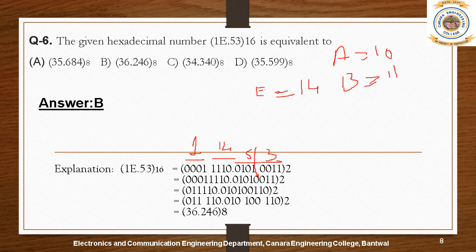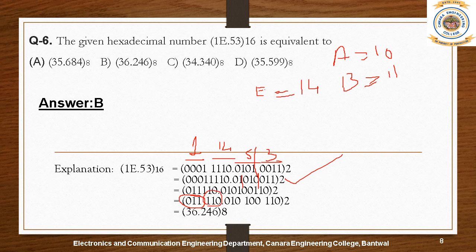Now you have this number ready. This number is the binary equivalent of the hexadecimal number. So now we have to group it again into 3 bits. If you have a shortage of bits, add a 0 to the leftmost, and then split it again into 3 bits.